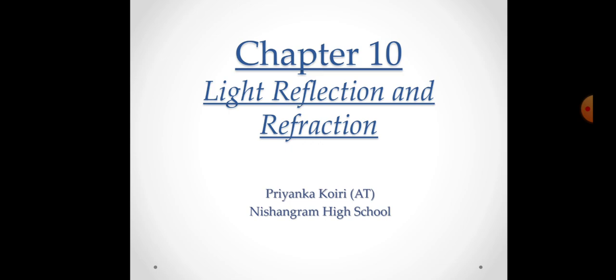The chapter that we are discussing is light, reflection, and refraction. In the previous class, we discussed reflection, where we studied what reflection is and the laws of reflection. Then we studied mirrors, spherical mirrors, image formation, uses of spherical mirrors, and the mirror formula. In today's class we are going to study refraction.